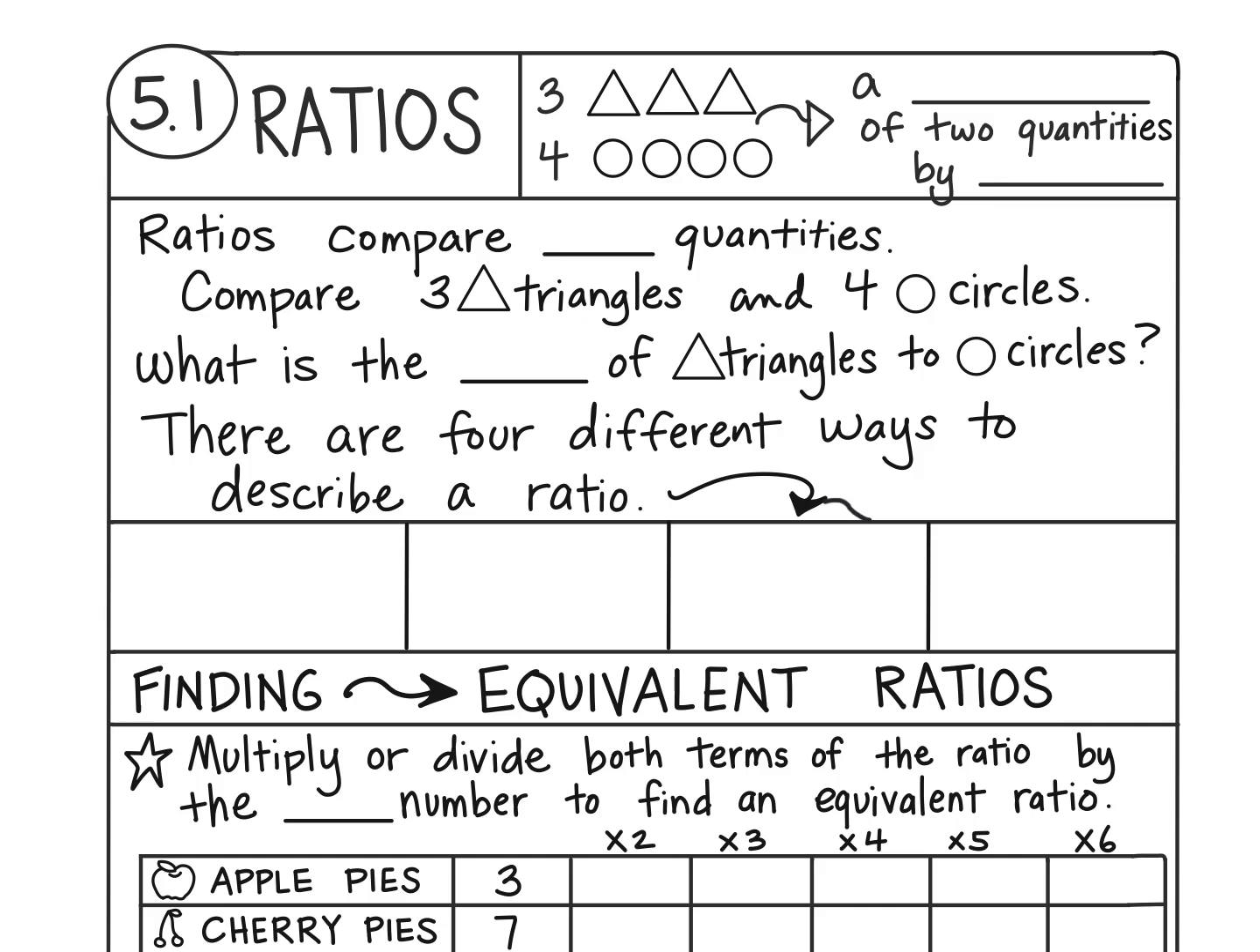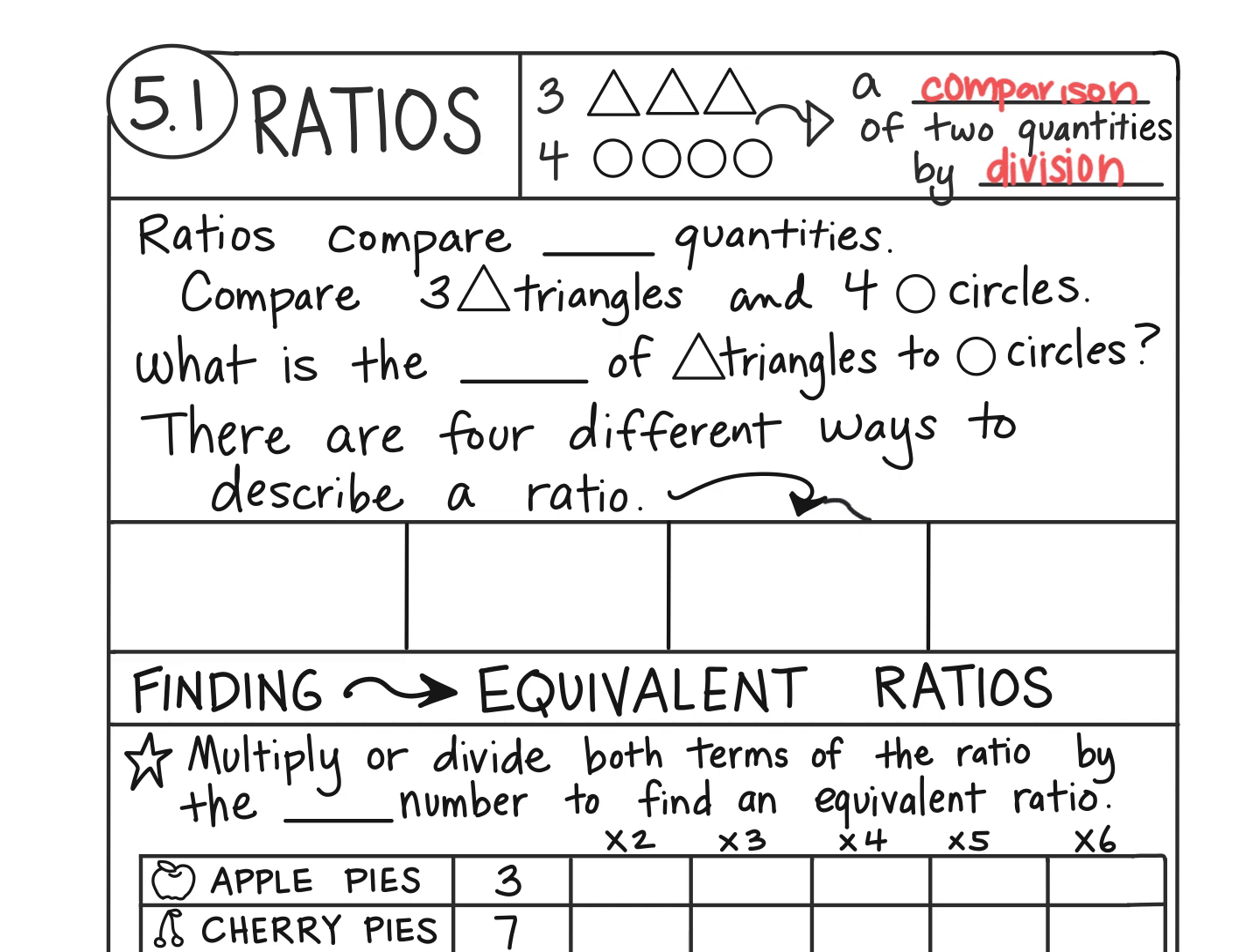Our ratio unit begins with the basic ratio. You need to understand what a ratio is. At the very top of your notes, notice I have 3 triangles and 4 circles. We are looking at a ratio of triangles to circles. So a ratio is a comparison of 2 quantities by division. You're going to see where that division comes into play in just a minute.